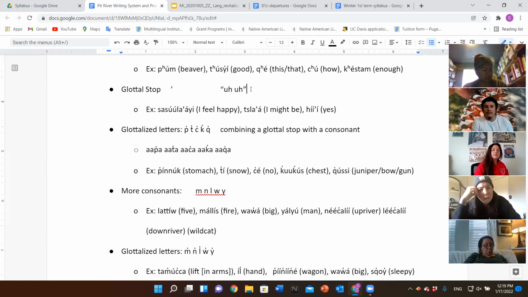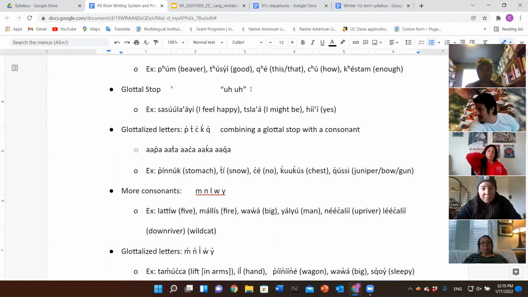In English, okay, so everybody say "what?" So at least in our West Coast accents, we don't really say the T in "what." So that's a glottal stop. We replace the T with a glottal stop a lot of times in English. So in Pit River, you can't really do that.